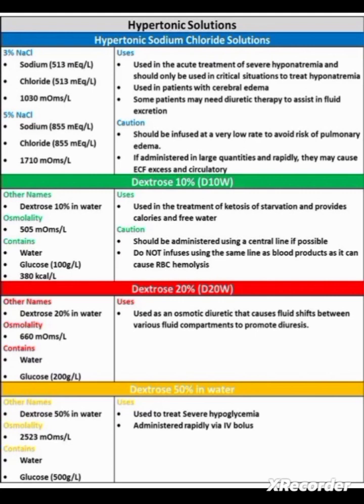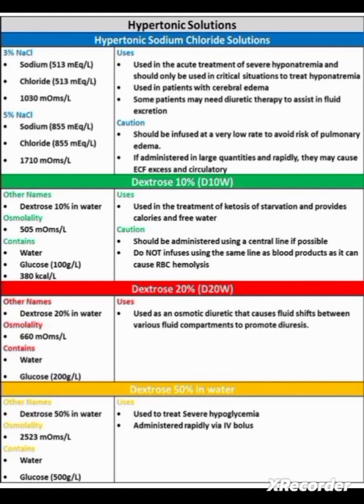The next one, dextrose 20%. Here the osmolality is 660 milliosmoles per liter. The glucose amount is 200 grams per liter. It is used as an osmotic diuretic that causes fluid shift between various fluid compartments and promotes diuresis.